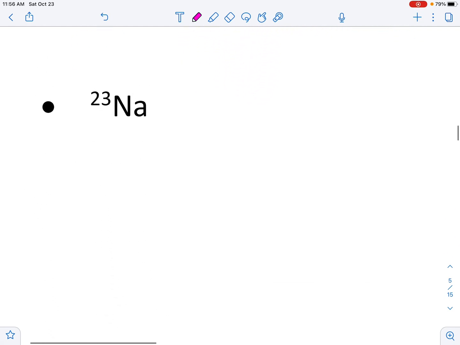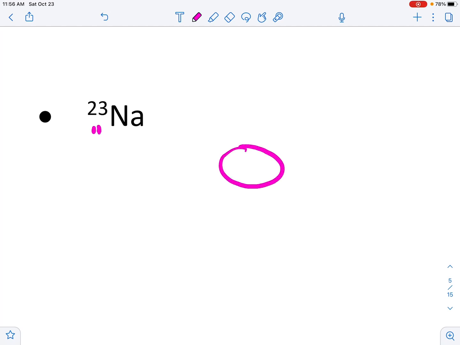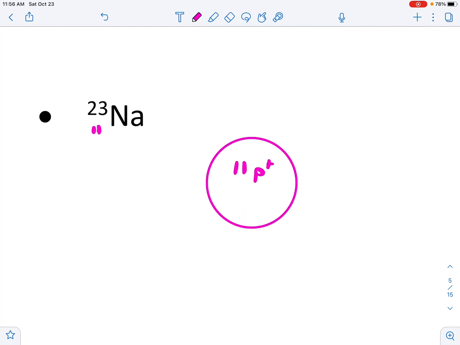We've got Na 23. So I look to the periodic table. I see Na has 11 protons. So we'll make our circle here. That was a rough circle. Let's try to make it a little better. There we go. So inside we have 11 protons and we have 12 neutrons. And I got that by taking 23 minus 11.